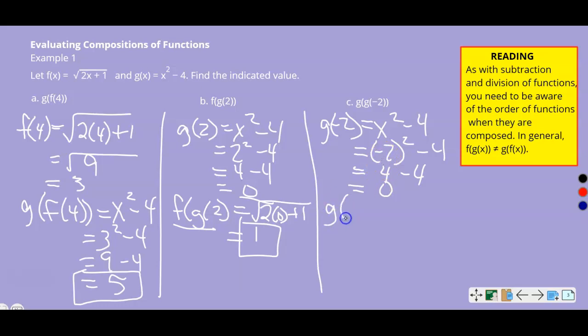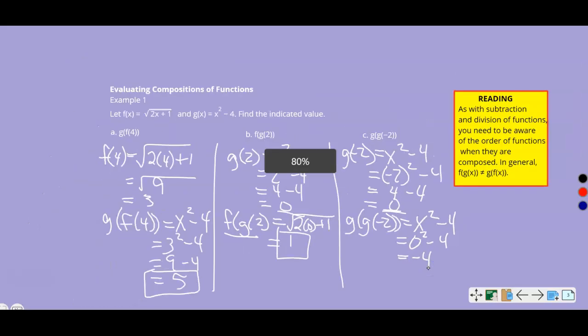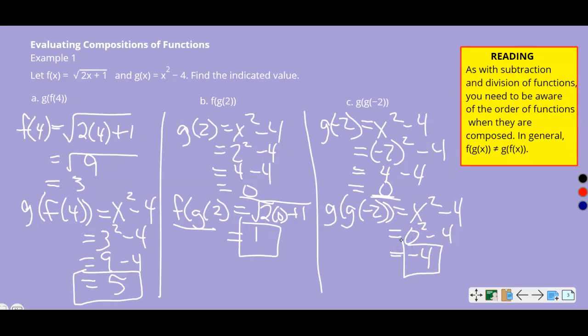So this one, g of g of negative 2. I'm actually going to take the output here and plug it into the function again. So I've got x squared minus 4, but this time I'm going to plug in 0 squared minus 4. 0 squared is 0, and then minus 4 is just negative 4. So g of g of negative 2 would equal negative 4.